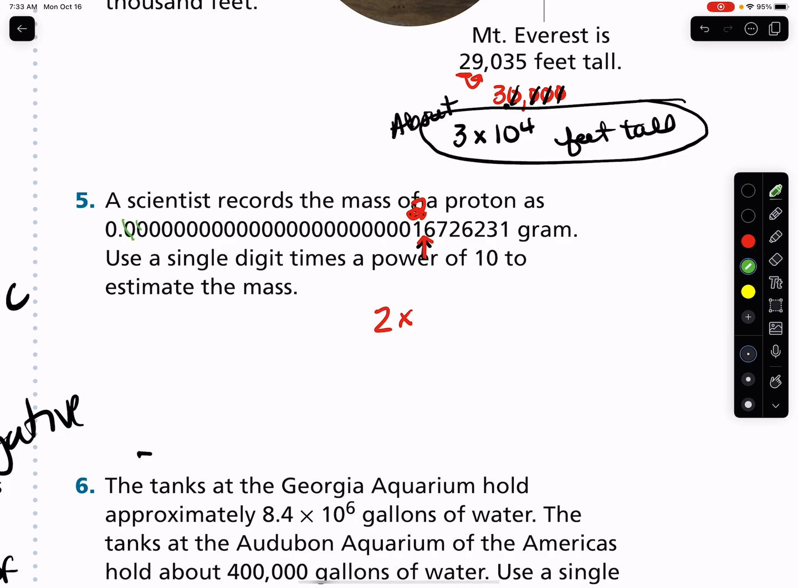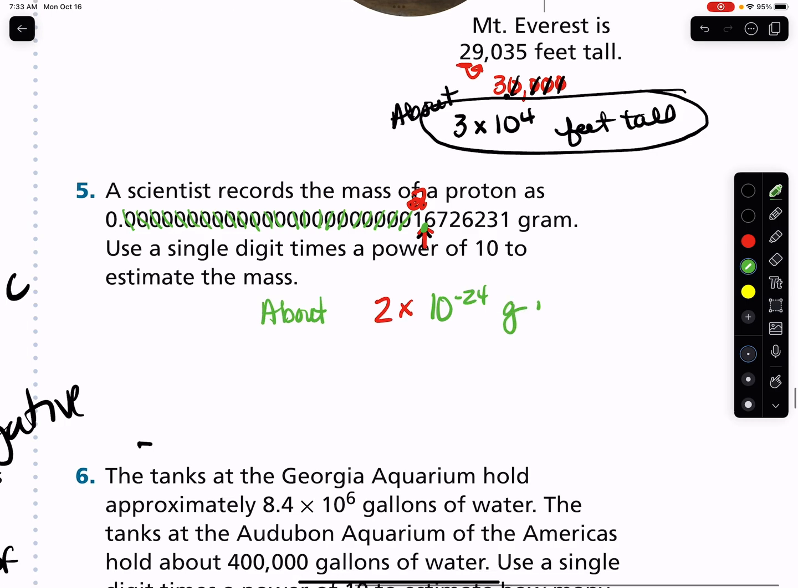zeros. 1, 2, 3, 4, 5, 6, 7, 8, 9, 10, 11, 12, 13, 14, 15, 16, 17, 18, 19, 20, 21, 22, 23, and I need to give it the extra one so that it goes back here, 24. So 10 to the negative 24th power. Checking the book, make sure I'm right. Yep, and we're going to put "about," because these are all estimates, grams.